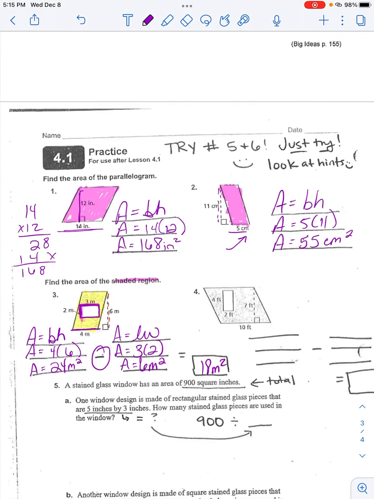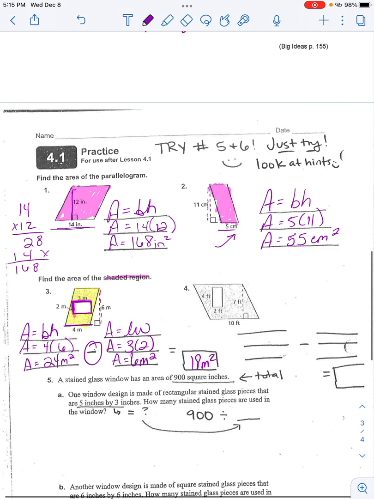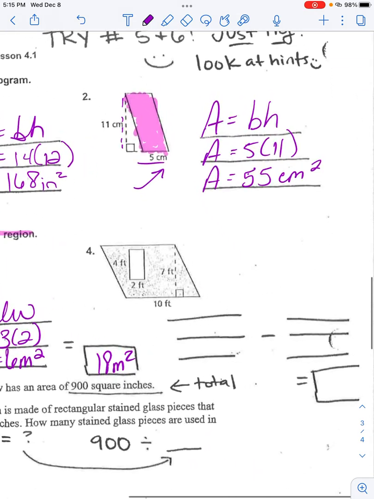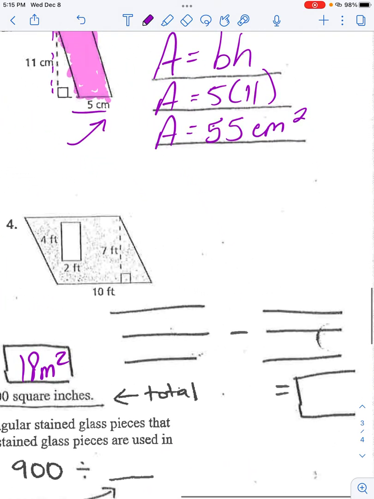Here's what I would like for you to do. Let's make sure you know what you're doing. I would like for you to do number 4 on your own. So pause the video, do number 4, and then unpause, and let's see if you're correct.